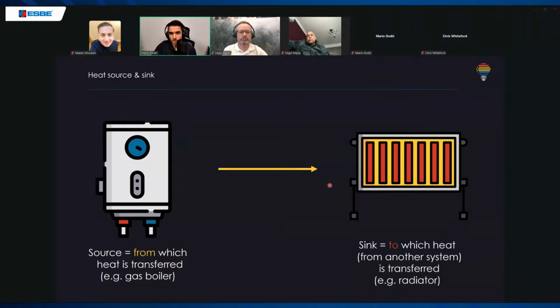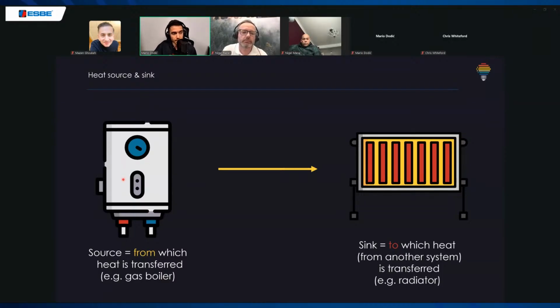Just to start with some basics, because we have a really wide audience from experts to beginners. We need to define what the heat source is and what the heat sink is. Generally, the heat source is something from which we are transferring the heat. For example, a gas boiler, because we are burning fuel inside. And the heat sink is the system to which heat from another system is transferred. For example, a radiator. Here you can put a heat pump, wood, pellets, whatever.